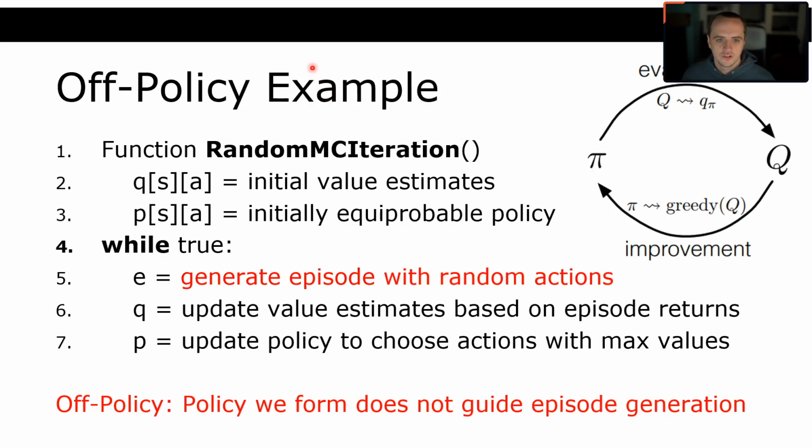All right. So an off policy example would be the following. It's the exact same algorithm, except, for example, if we generated our episode with random actions instead. So if we generate our episode with random actions instead of the actions of the policy that we're learning, then this is off policy. So the policy we form does not guide the episode generation, right? So the episode generation is being done with random actions rather than the policy that we're actually learning.